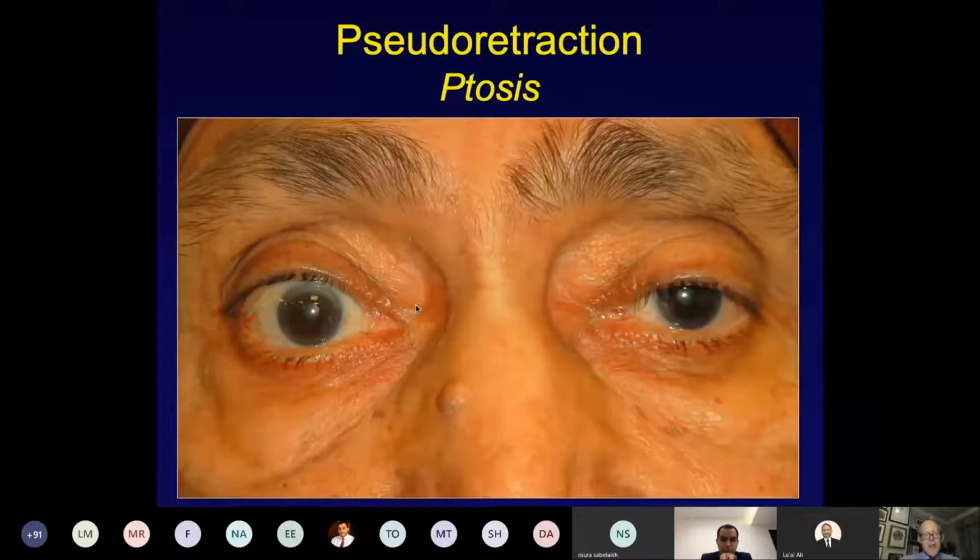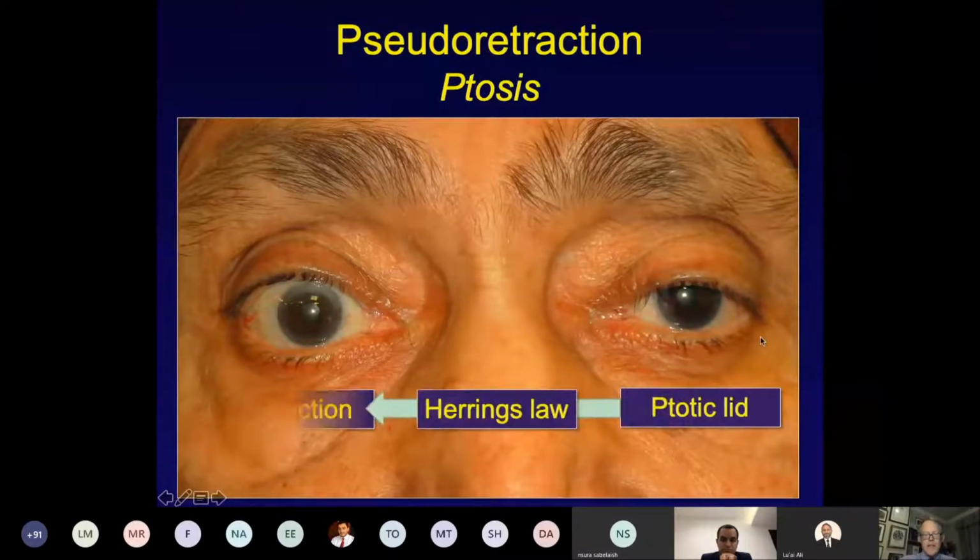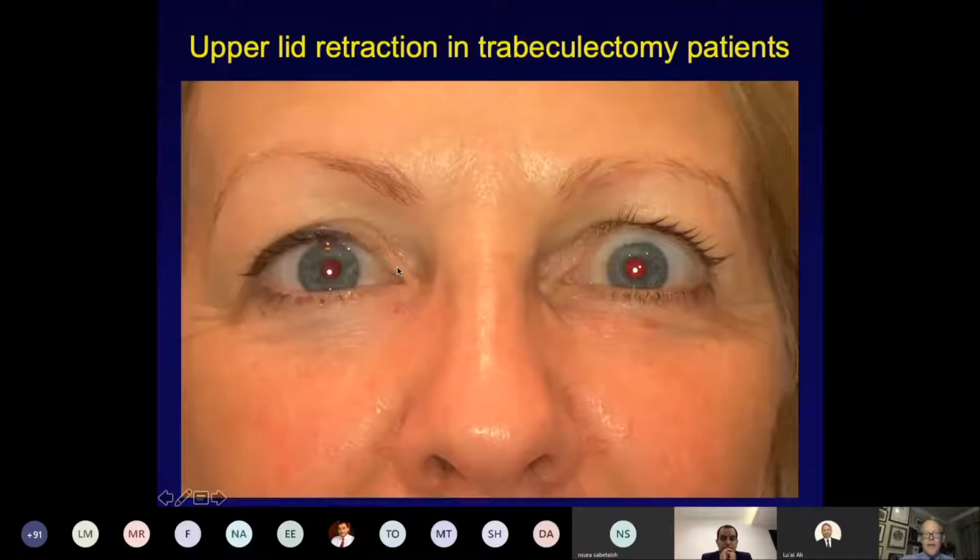And as you've just heard from the previous speaker, don't forget, if you've got a patient with a good old-fashioned aponeurosis dehiscence, like you see here, what happens? You get a ptotic lid, Hering's law, and lid retraction on the other side. All right? So don't forget that retraction might just be a reflection of Hering's law trying to keep the lids up, and nothing more than that. Now, here's a particularly special case.